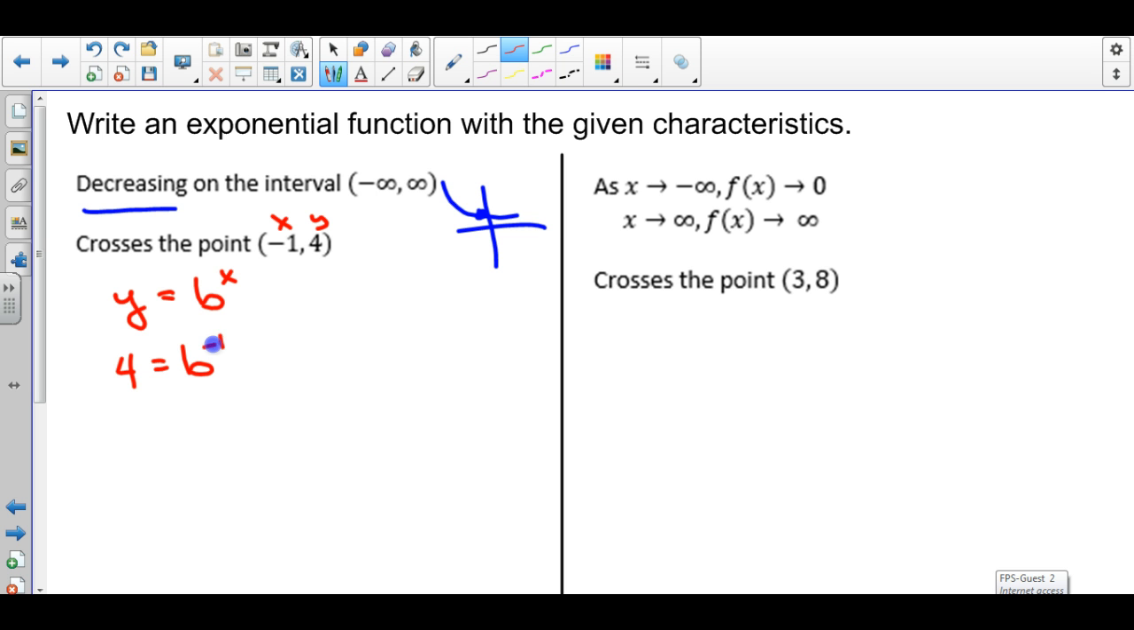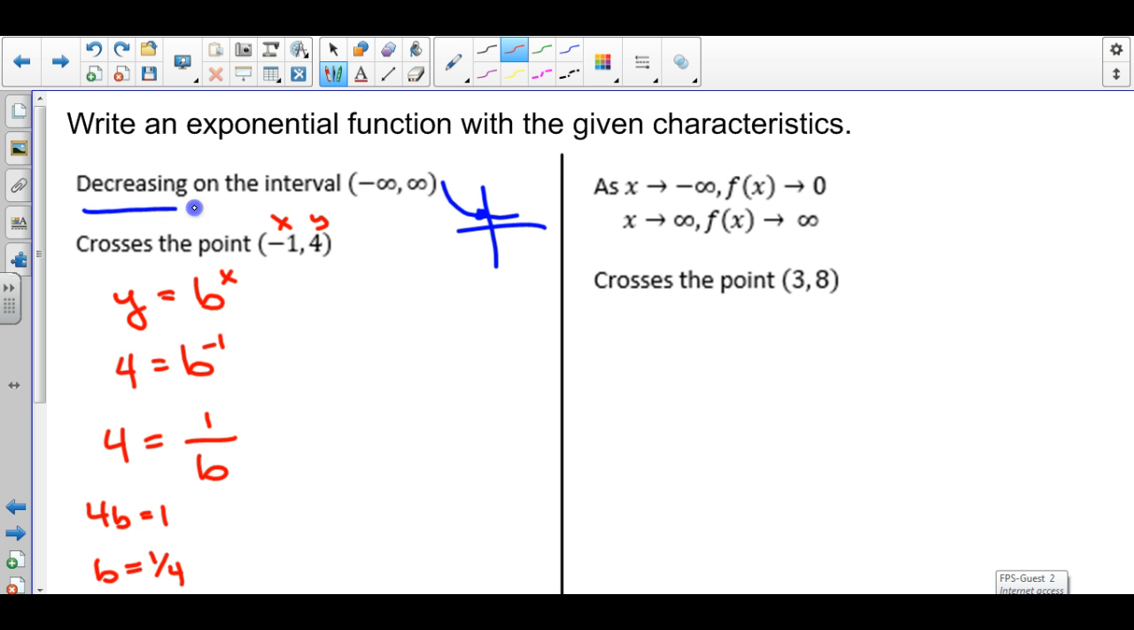So what I'm going to do is substitute the 4 for y and the negative 1 for x, and I want to figure out what my base number is. So I'm going to bring this 4 down, and I'm going to simplify this right-hand side using one of my properties of exponents. If you have a negative exponent, you can rewrite this on the denominator as 1 over b to the positive first power. So then what I'm going to do is bring my b to the left side by multiplying, and then I'm going to divide. So I have a base number of 1/4.